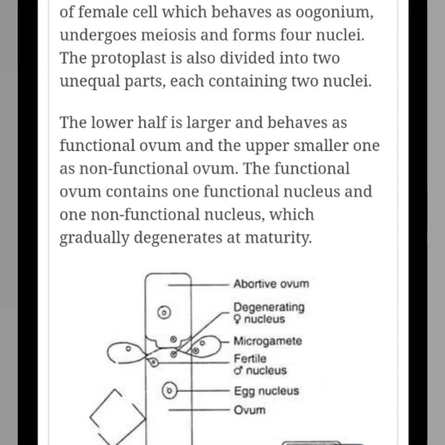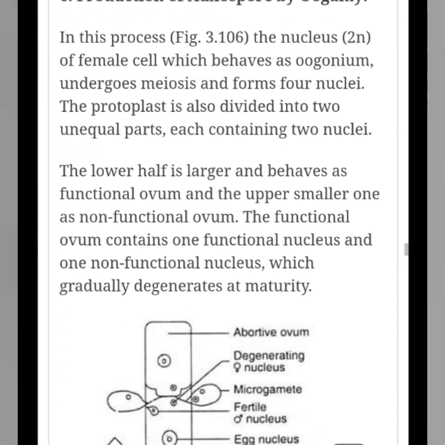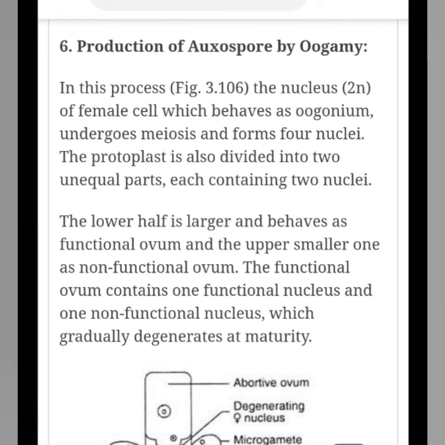So the last type here in pennales, we have the production of auxospores by oogamy. This oogamy we have come across many times when we studied the life cycle of Ectocarpus, Chara, Oedogonium. You have come across this word many times, oogamy. I have mentioned that it is the fusion of gametes which occurs between two unequal gametes. And actually the female gamete is always larger in size, whereas the male gamete is smaller in size. Alright, so that is known as oogamy.